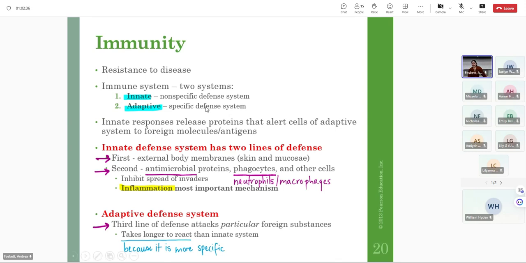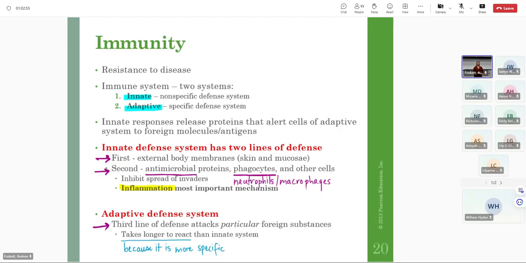Innate, like I said, is very non-specific. So we're going to talk about different lines of defense, or what are the components that make up the innate system, right? Your first line of defense is not even like, it's just a boundary, it's a barrier, like your integument, right?